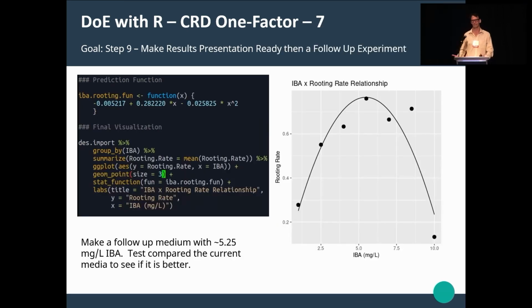At the end, basically, I just got my prediction function. This mathematical function now predicts what the relationship is between IBA and the rooting rate. Then I can figure out what the max level of my prediction is. You'll see here that based off this function, I probably should put about 5.25 milligrams per liter of IBA in my media to get the highest rooting rates. Once again, that's the code for how to visualize that, and you can see the group by and summarize functions I used. That's how I aggregated the data, so it's only one point per level on the x-axis.